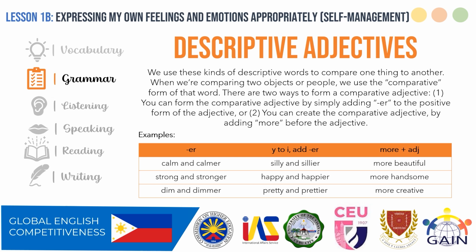However, for adjectives that end with y, we change it to I and add er. For example, silly becomes sillier, happy becomes happier, pretty, prettier. And there are also adjectives wherein we add more before the main adjective. So we say more beautiful, more handsome, more creative.